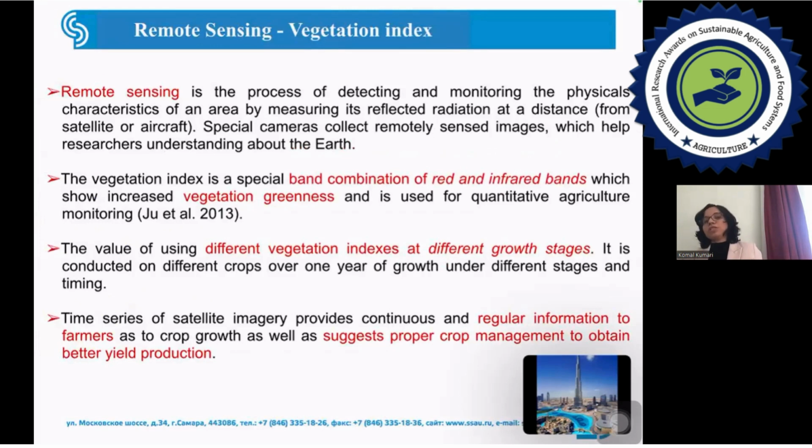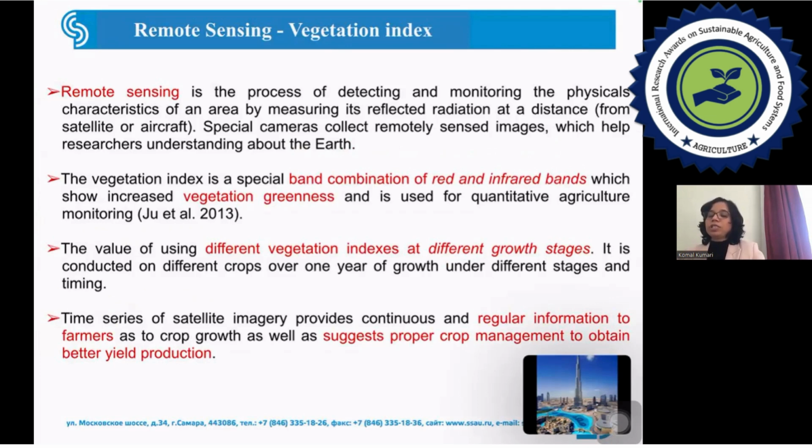How can we use remote sensing in agriculture monitoring? First of all, we should understand the meaning of remote sensing. In a simple way, remote sensing is the process of monitoring physical characteristics by using satellite and aircraft images.